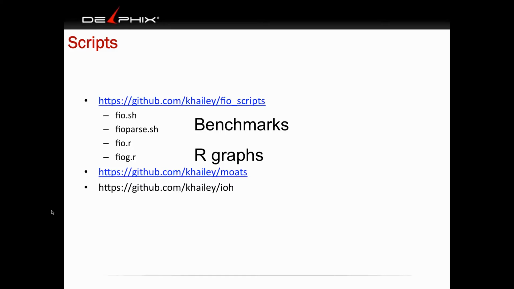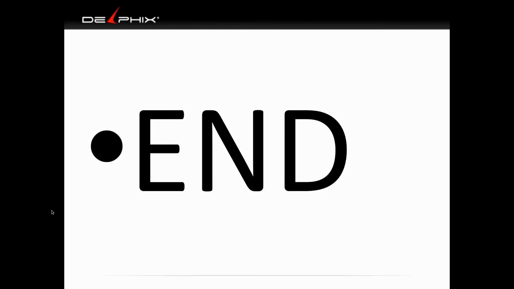So these scripts are on GitHub. FIO.sh runs the matrix of tests. FIO.parse.sh puts out that matrix of results. And if you want to graph it visually, you have FIO.r and FIO.g.r. And that's it. Any questions on this stuff?